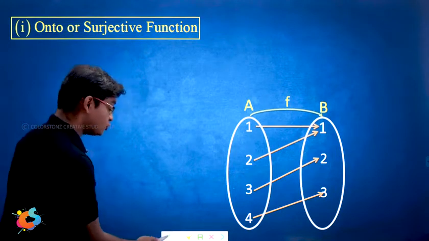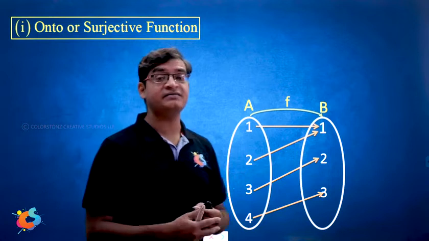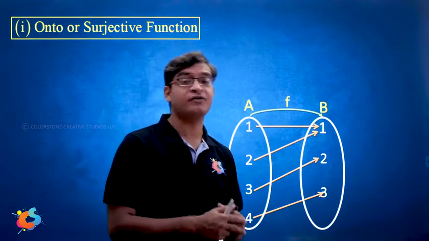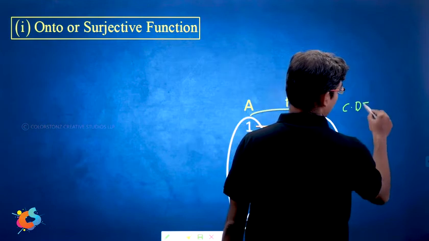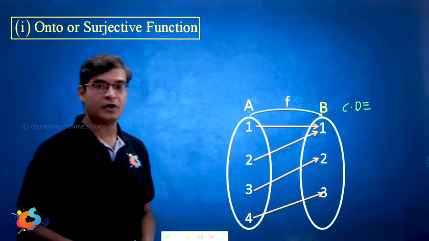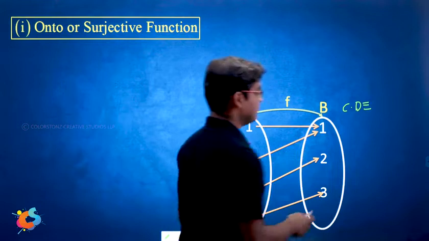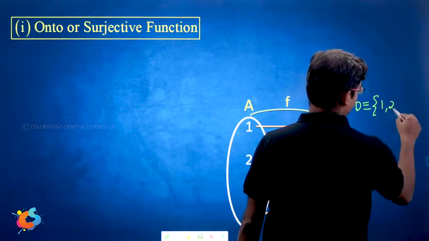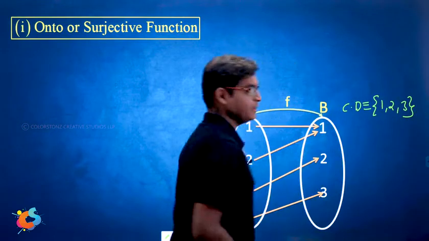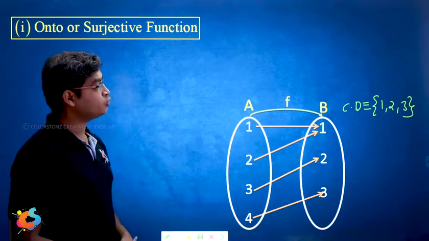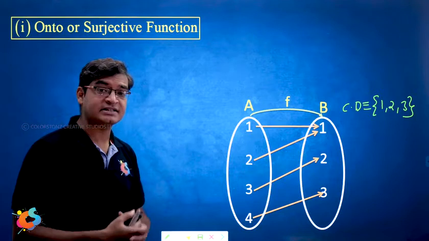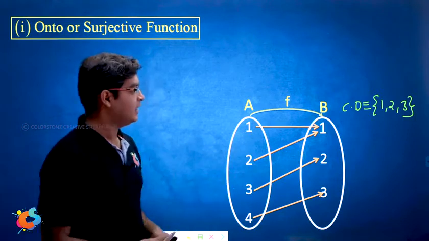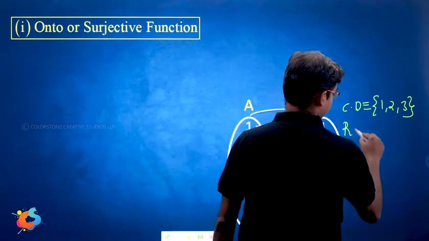To decide if this function is onto function or not, we have to first write what is the codomain of the function. Codomain of the function is the second set, that is 1, 2, 3 or set B. Next, we have to decide what is the range of the function. The range of the function is the set of all output values.